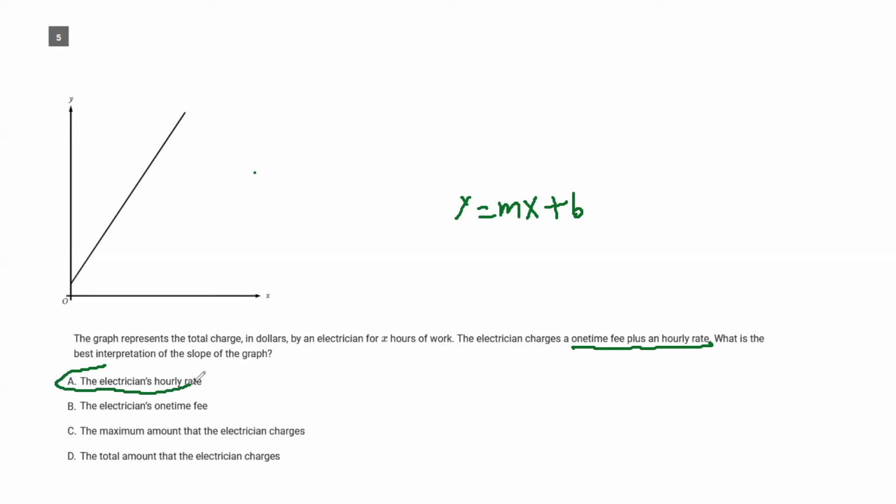Now, if this question feels a little confusing when you're doing it, you can look at the work and look at the answer choices, right? So you have to think one-time fee, that's not really a slope situation. That's just what you start off with. That's the y-intercept. The maximum amount the electrician charges, that doesn't even seem to really exist. It seems to be able to go up forever because they never say he has a max. And then the total amount would be the y, right? Which would be the hourly rate times the number of hours plus the original one-time fee. So then you're left with A. And that's how the answer choices can help you, right? You sort of eliminate the bad options and then you get left with the best one.